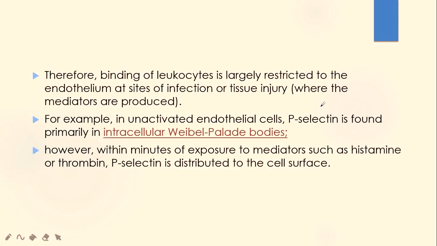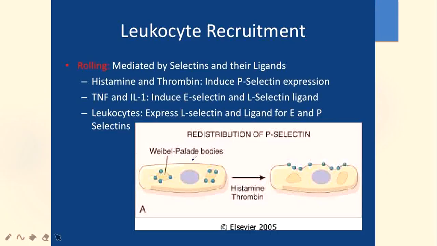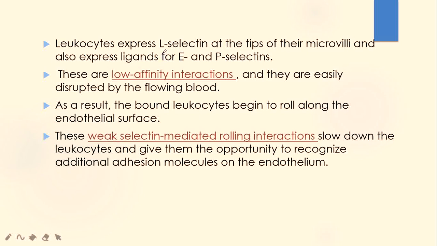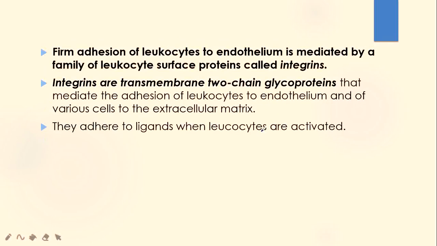In unactivated endothelium, the P-selectin is found in certain intracellular bodies known as Weibel-Palade bodies, and when there is exposure to a mediator like histamine, the P-selectin is distributed to the cell surface, and this has been shown in this figure. Normally the P-selectin is contained within these Weibel-Palade bodies, and when there is exposure to histamine or thrombin, it is expressed on the cell surface where it mediates the process of migration of leukocytes. The leukocytes express L-selectin. First they develop low affinity interactions, and then there is firm adhesion and ultimately migration.